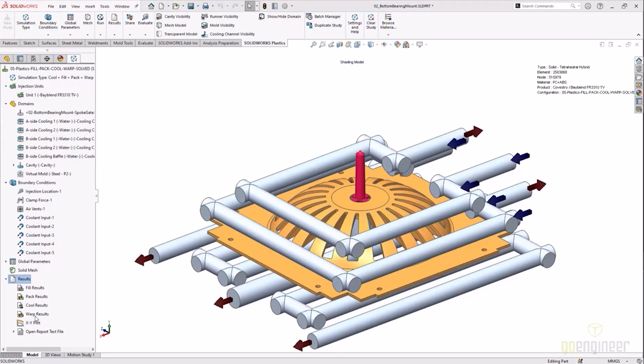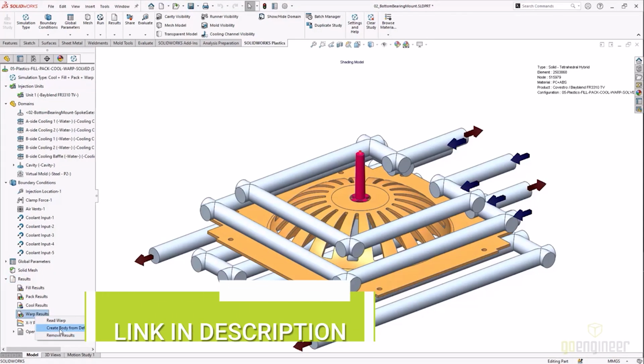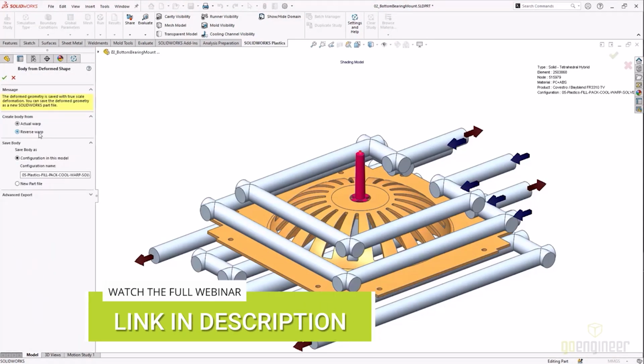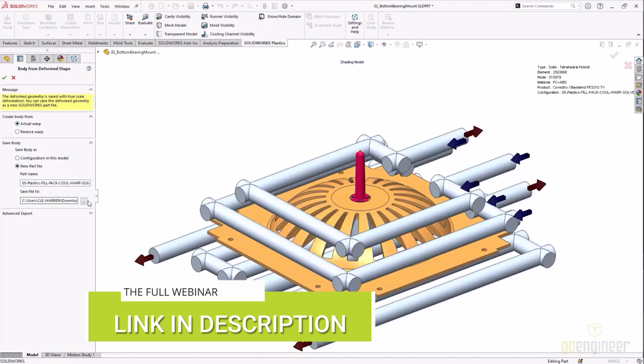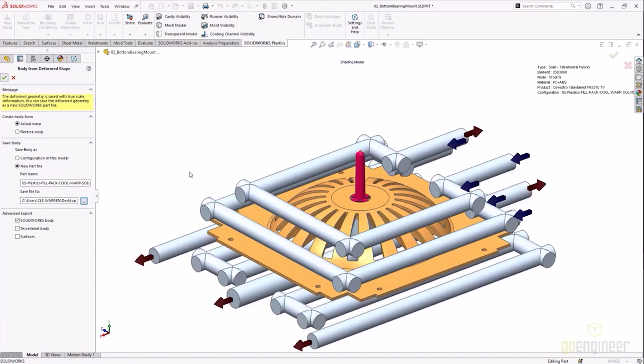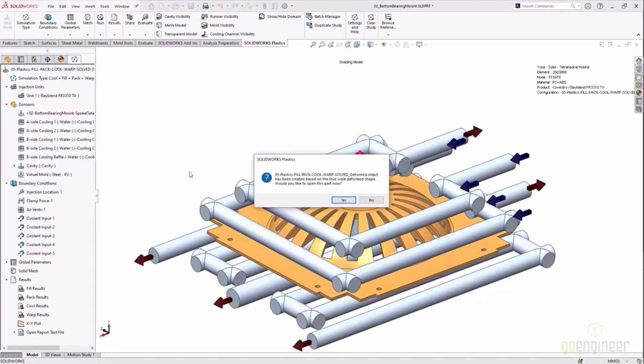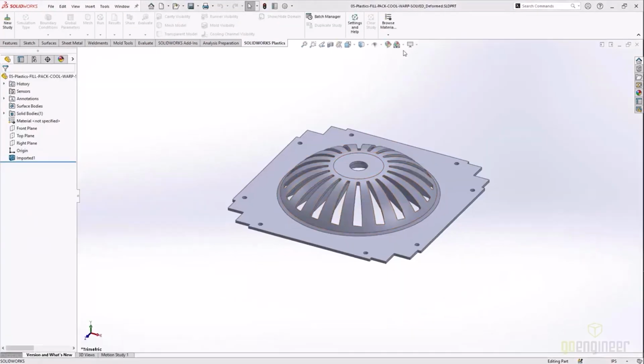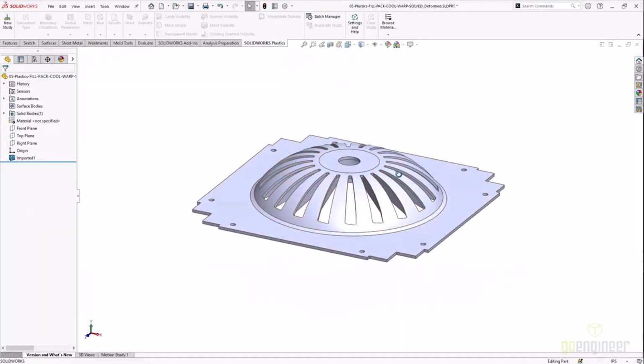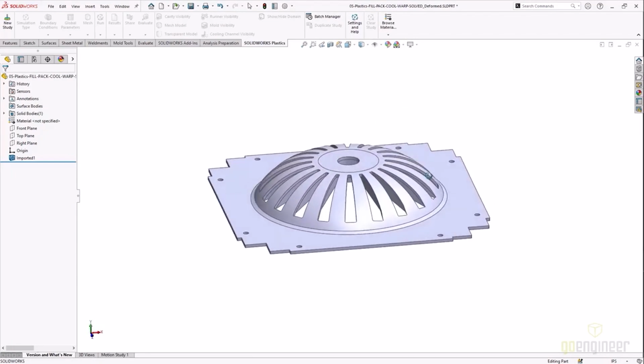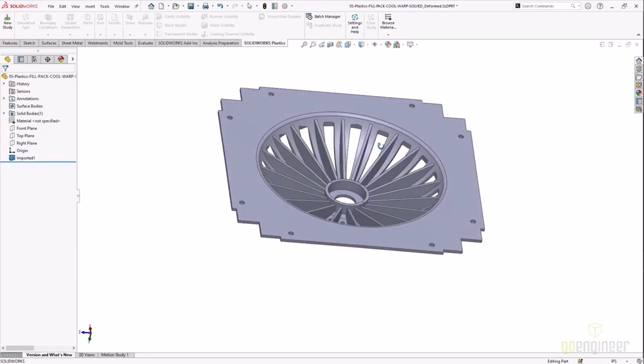If I right click on my result on my warp folder and choose create body from deformed shape, we can actually do the actual warp or a counter deformed warp if we wanted to. We can save this out to a new part file. And what we're going to get is that deformed shape. Now, the nice thing about this is I can put this back into the main model to understand, are my holes going to align properly? Is this going to fit the bearing? Is that going to keep that shaft centered? So this is the deformed body exported out of SOLIDWORKS Plastics.